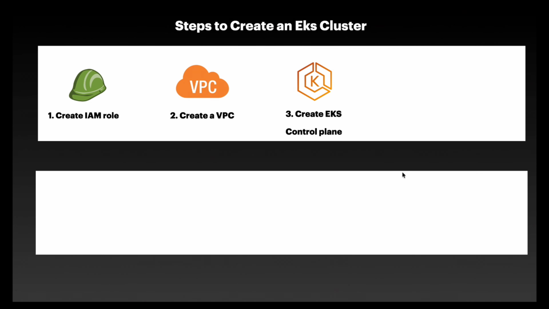Then after that, we need to create the EKS cluster control plane, which is the one that is managed by AWS. The reason why we create the IAM role first is because we need that before we can create the EKS control plane. And we also need the VPC before we can create the EKS control plane. So in the process of creating the EKS control plane, you need to specify the IAM role and also the VPC where the EKS cluster needs to run.